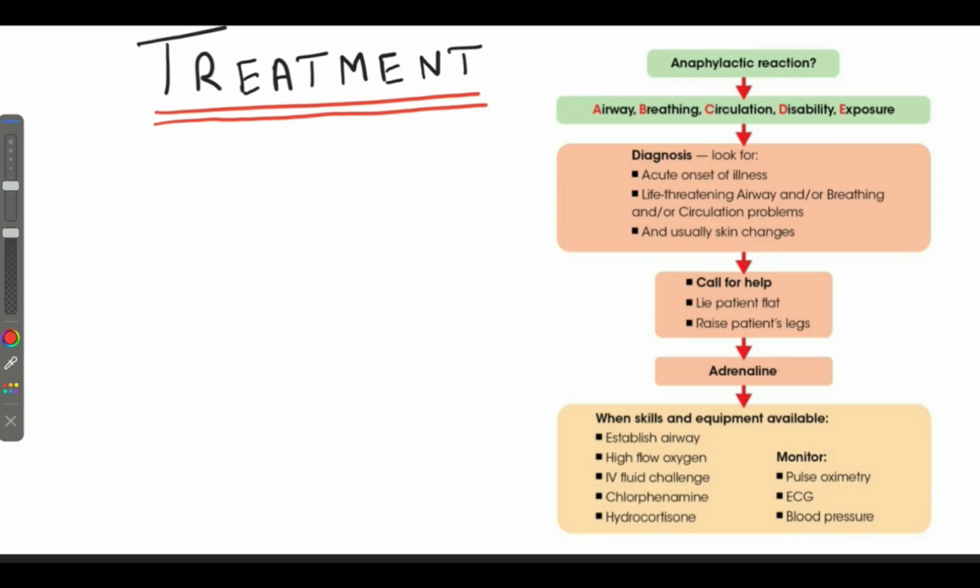So there I have a very comprehensive algorithm over here. So first of all, are you suspecting an anaphylactic reaction? If yes, how will you diagnose it? You will diagnose just as I told you from the primary survey: airway, breathing, circulation, disability, and exposure. Primarily the first three: the airway, breathing, and the circulation.